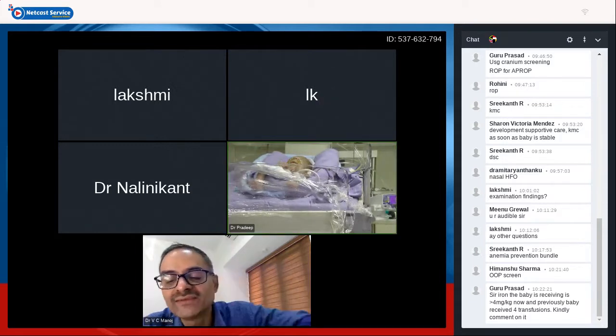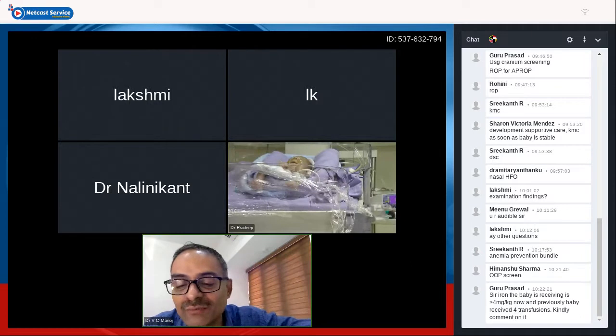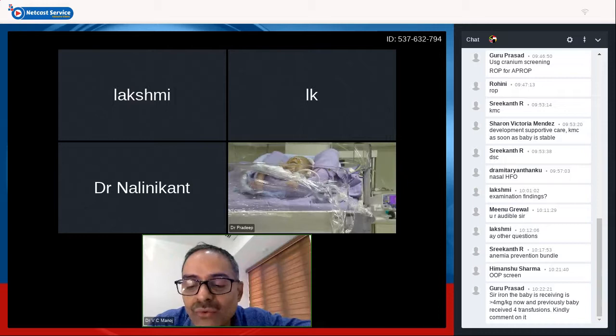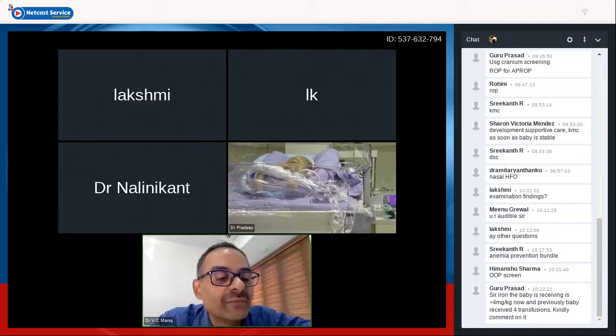Before that, there's an interesting question. I just saw the chat box. The iron the baby is receiving is more than 4 milligram per kg now, and previously the baby received 4 transfusions. Comment on it. Very good observation. I did not hear this part about the iron supplementation. What is your concept about iron supplementation in this baby?